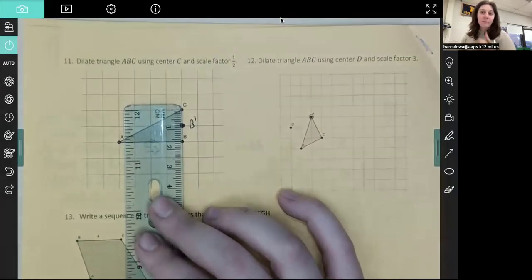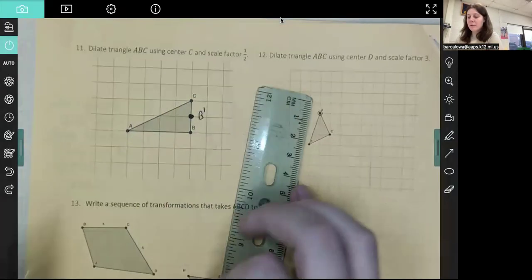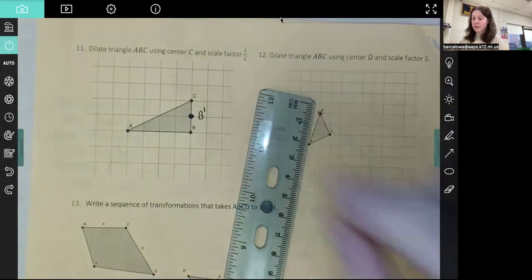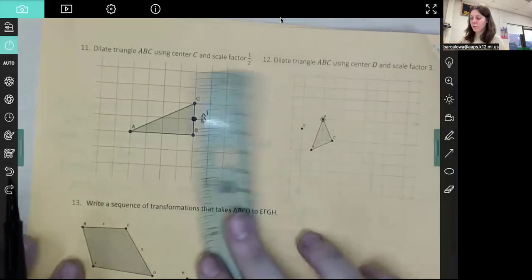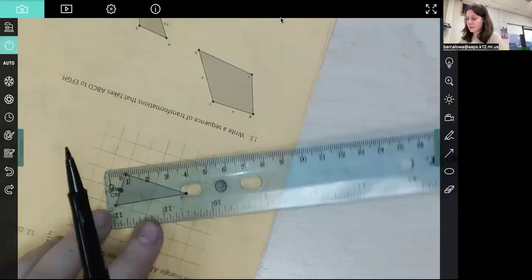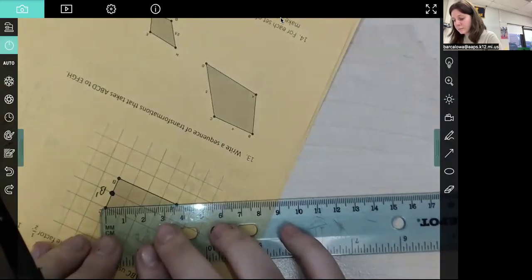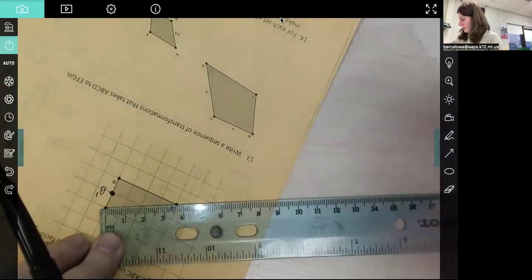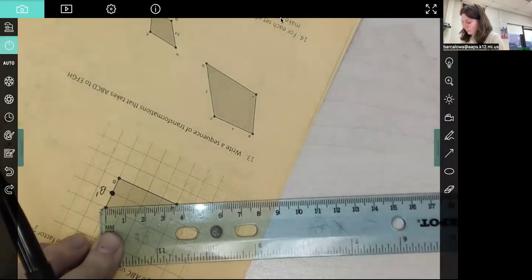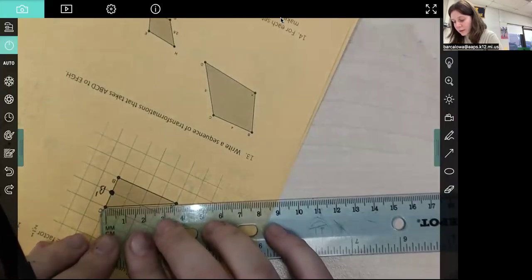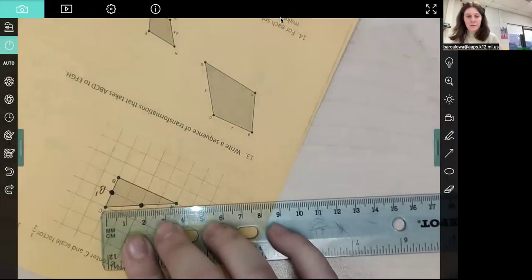When we're dilating point by point, we're not worrying about the side lengths. We're literally just dilating points, like the distance from the center to each point. So this one, I might have to turn my paper upside down to measure, because center should always be at 0. It looks like I'm at 3.6. So 3.6 times a half is 1.8. So I'm going to end up at 1.8, which is right there. So that would be my A prime.